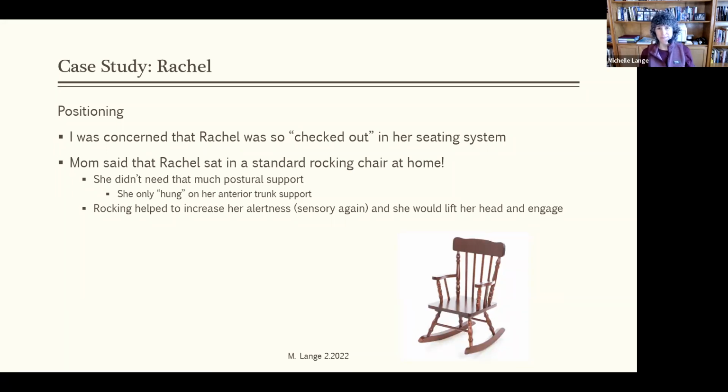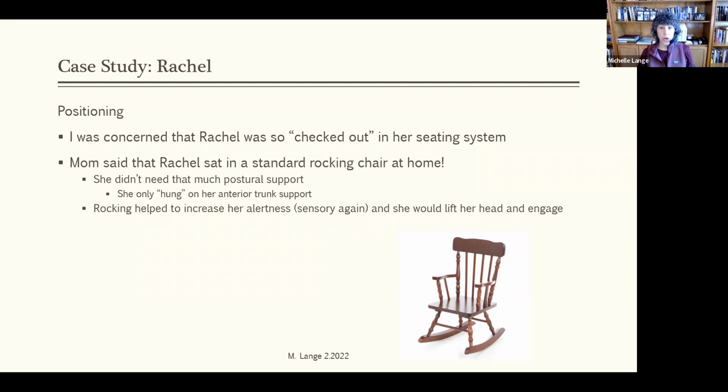Now, most of the time, I'm seeing clients who need a great deal of postural support. So I'm typically adding in a great deal of support to help provide the stability that the client doesn't have on their own. But in the case of Rachel, when she didn't have as much postural support, she was much more animated. With the postural support, she leaned into it and checked out. Also, being in the rocking chair not only provided her adequate postural support, but it helped increase her alertness. Again, sensory, that vestibular input, that rocking back and forth, helped her to stay alert and engaged.